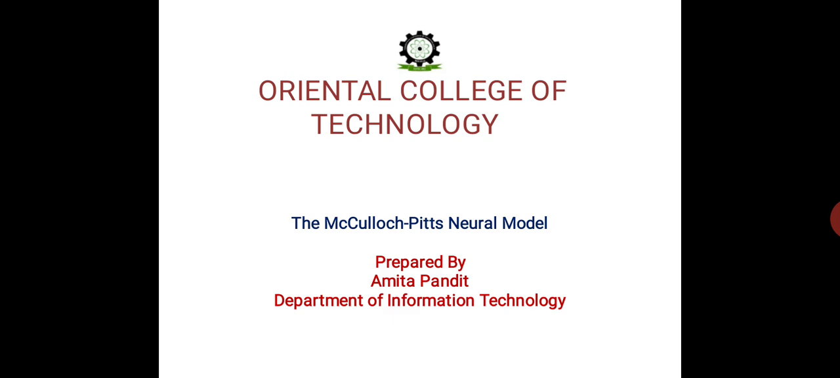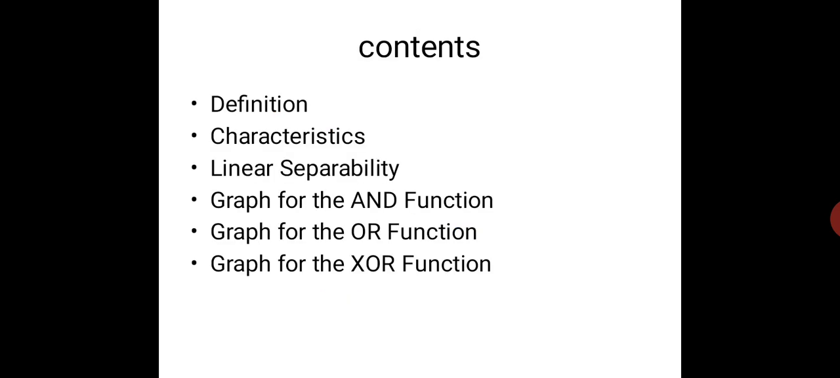Today my topic is the McCulloch-Pitts neural model. Here is the content. I will cover definition, characteristics, linear separability, graph for AND function, graph for OR function, graph for the XOR function.